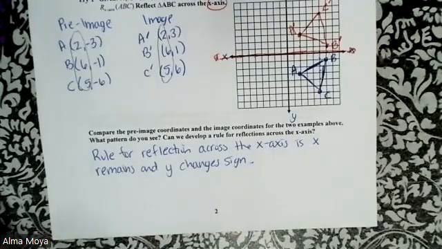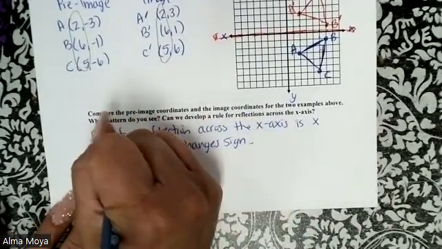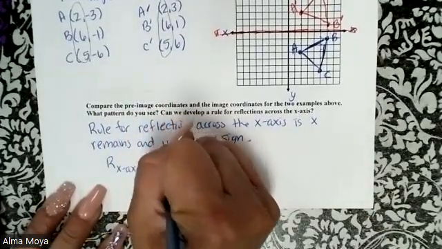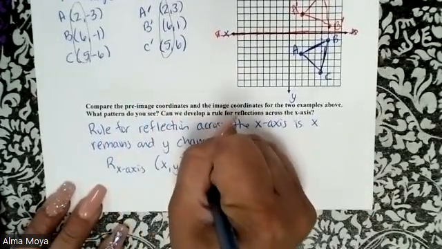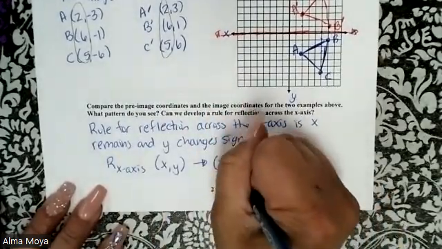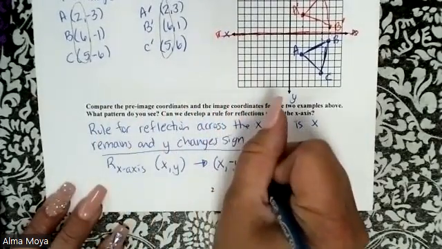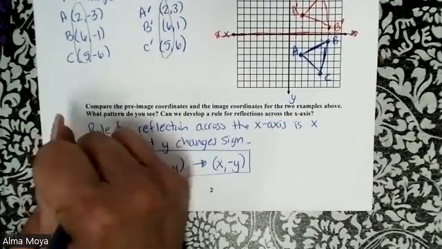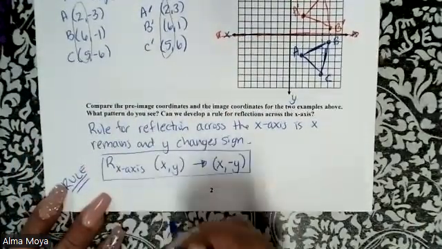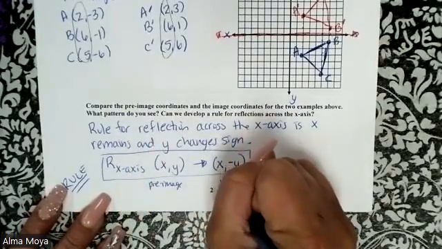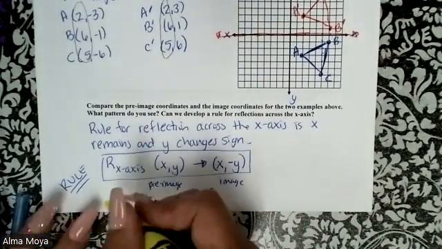So the rule here is going to be that the reflection across the x-axis takes your coordinate (x, y) and changes it. The x is going to stay the same, but the y, since it's changing sign, I'm going to put negative y. So this is the rule here for reflection across the x-axis. This is the pre-image, and this is going to be the final image. I'm going to go ahead and highlight that.